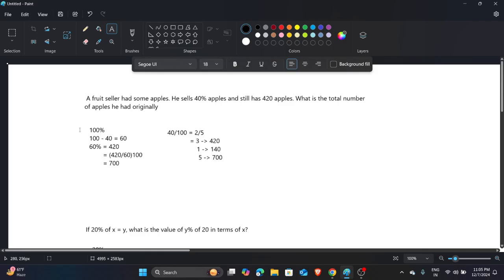So this is the long method, and this is the short method. This can be done with the help of fractions, and this can be done with the help of percentages. Simple. Okay, thank you.